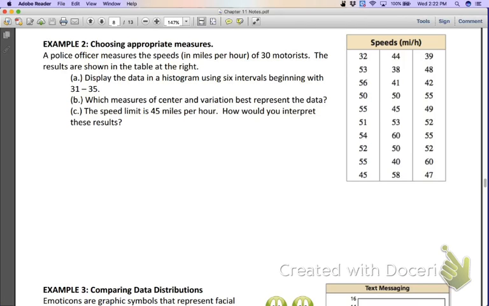So whenever we want to choose appropriate measures, this talks about a police officer who measures a speed in miles per hour of 30 motorists. It says the results are shown in the table to the right. If it talks about displaying the data in a histogram using 6 intervals beginning with 31 to 35, basically that means if they give you a starting value, we want to go 31 to 35. Whenever we deal with intervals, what's the next number after 35? 36. So this is going to be 36.